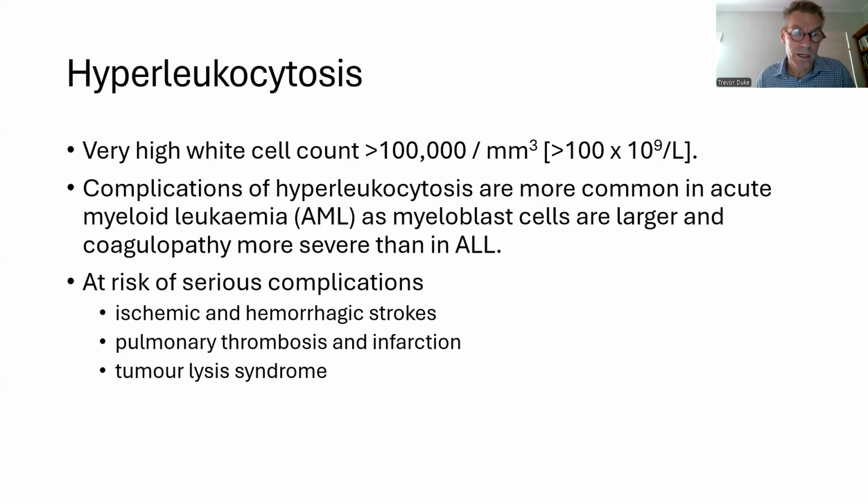And the children who've got hyperleukocytosis are at risk of some serious complications, and these can occur at the time of presentation, or in the first 24 or 48 hours, or after treatment has started. They're ischemic or hemorrhagic strokes, and I'll explain why that is. Sometimes thromboses, particularly in the lungs, pulmonary thrombosis, lung clots, and pulmonary infarction, and tumor lysis syndrome. We'll go through a few of those and explain why these children that have hyperleukocytosis are at risk of these complications.